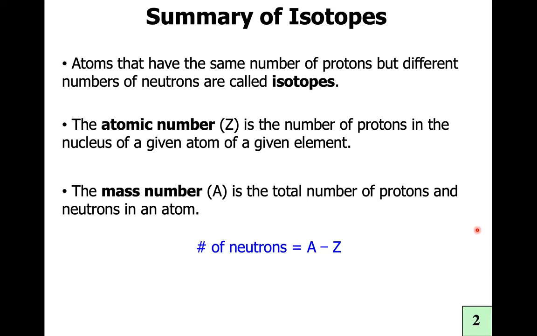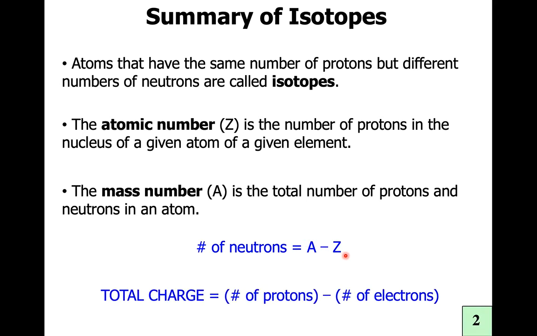The number of neutrons is then equal to the mass number minus the atomic number. They'll tell you how many neutrons are in there. And then finally, if we're talking about something that does have a charge, the number of protons minus the number of electrons will tell us what the total charge is for an atom or an ion.